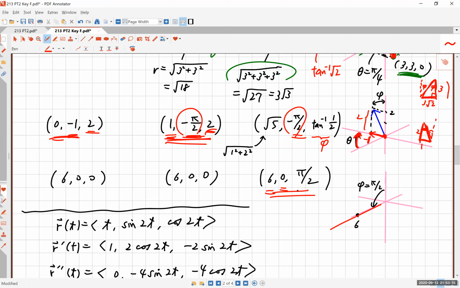And then phi is pi over 2, which actually means you go 90 degrees from the positive z-axis, and that's going to put you right into the xy plane. This tells you that the point is on the xy plane. And it's 6 units away from the origin, and theta is 0. So this has to be this point, okay? This point is called 6, 0, 0 in Cartesian coordinates. And r is, of course, 6. Theta is, of course, 0. And then the z value, since it's on the xy plane, is equal to 0.